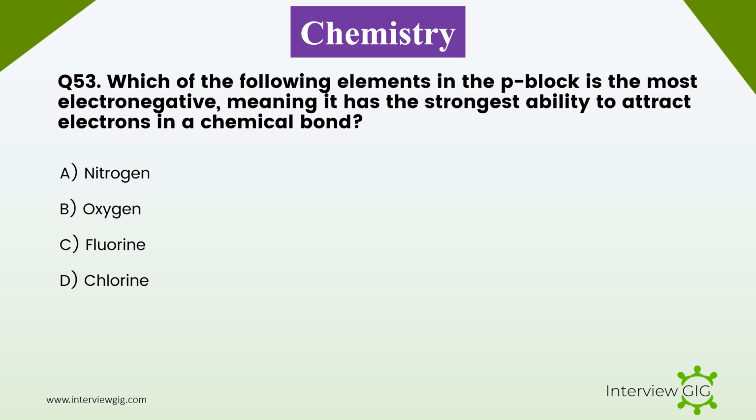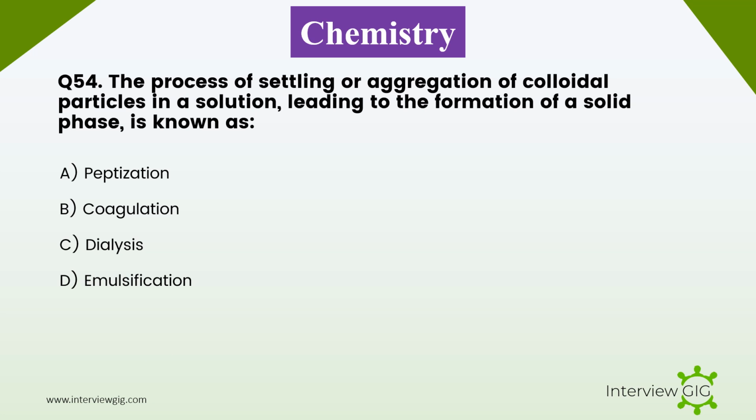Which of the following elements in the p block is the most electronegative, meaning it has the strongest ability to attract electrons in a chemical bond? A. Nitrogen. B. Oxygen. C. Fluorine. D. Chlorine. Answer C. Fluorine. Next question.